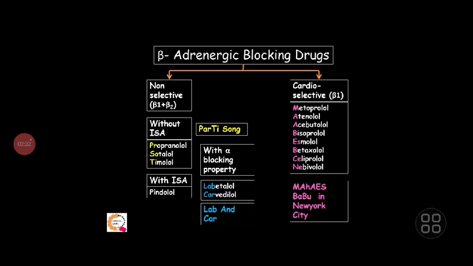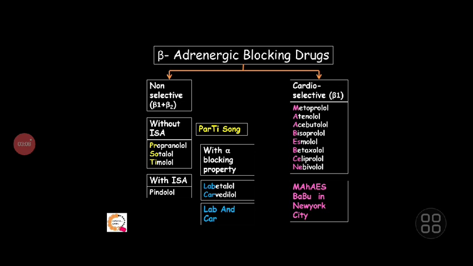So let's start with the drugs without ISA. There are three drugs which come under this category: propranolol, sotalol and timolol. For these drugs there is a short trick, which is party song. Par for propranolol, T for timolol and song for sotalol. Party song. So all the drugs which are without ISA are party song, means propranolol, timolol and sotalol.